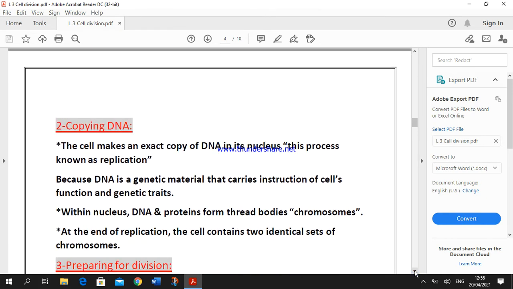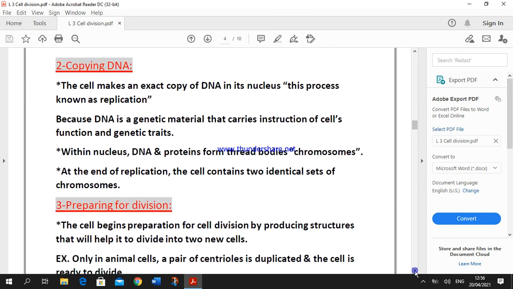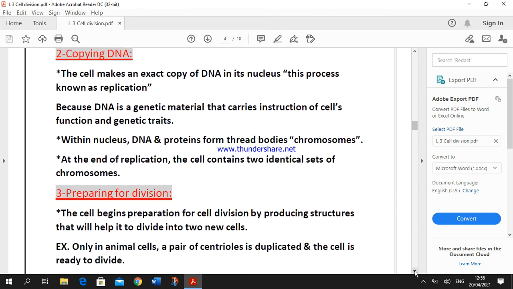After the cell reaches its full size, the cell makes an exact copy of DNA in the nucleus, and this process is known as replication. DNA is a very important material found inside the nucleus, because DNA is a genetic material that carries instructions of the cell function and traits. And inside the nucleus, DNA and protein combine together and form bodies known as chromosomes, okay?